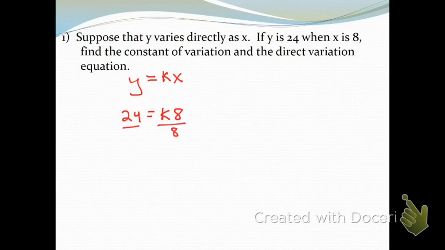What would the k be? Obviously, it would be 3. So the constant of variation is 3. And the direct variation equation would be y equals 3x. What that means is you're always going to take your x value and multiply it by 3 to get your y value. Okay, that's a direct variation. Very straightforward. It'll make sense as we progress.